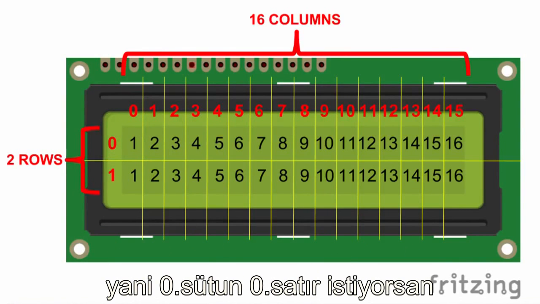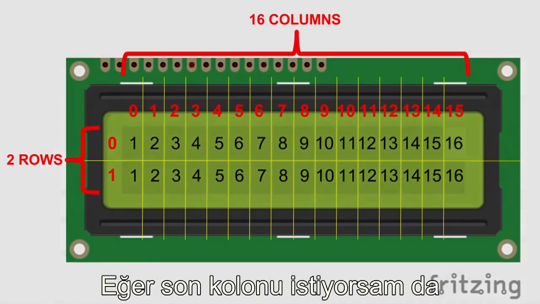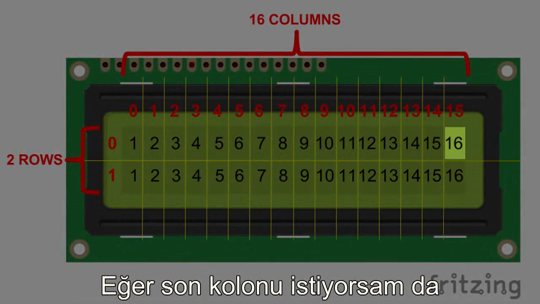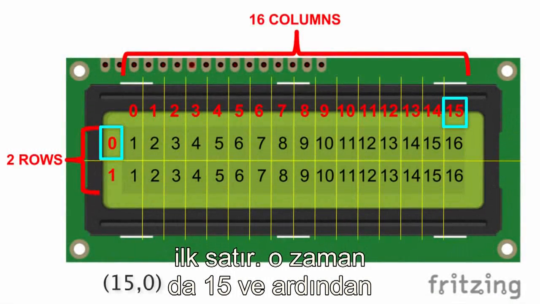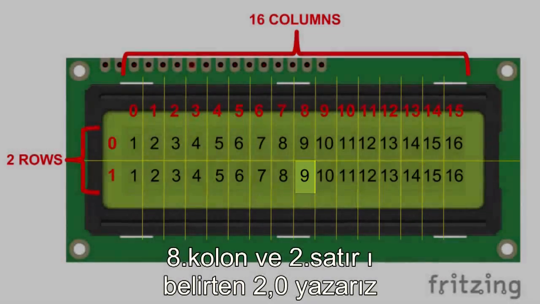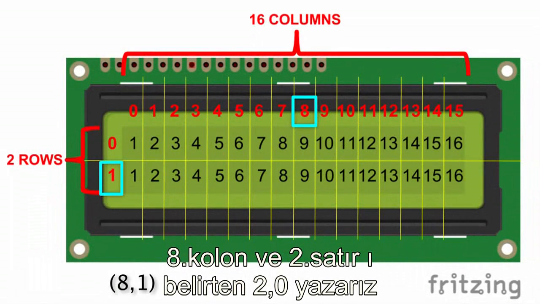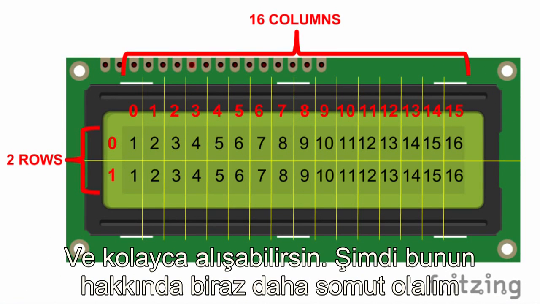So if I want 0, 0, I would reference 0, 0, and we're about to use a function here to kind of show that. So if I wanted to have the last column in the first row, it would be 15, 0. Or let's say I wanted the middle, the 8th column of the second row. All right, I know, kind of weird, but that's just how it works, and you'll get used to it really quick.